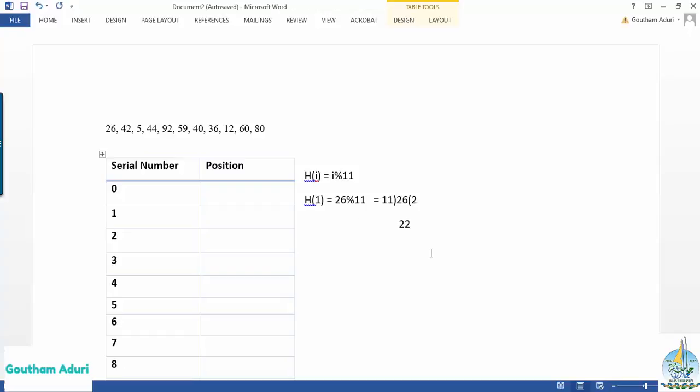So and the remainder 26 minus 22 is 4. So this is a value. So at the fourth serial number, I have to put the value of 26. So just put 26 in the fourth position, and then next number is 42.